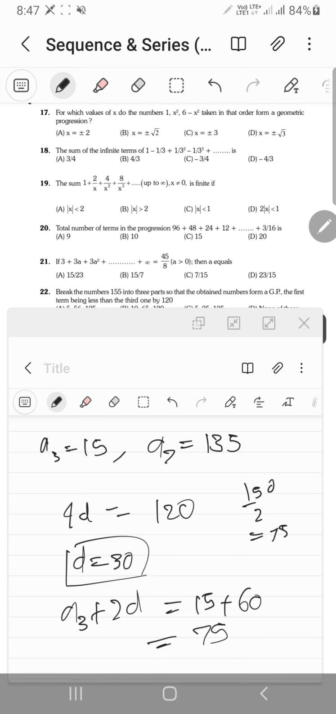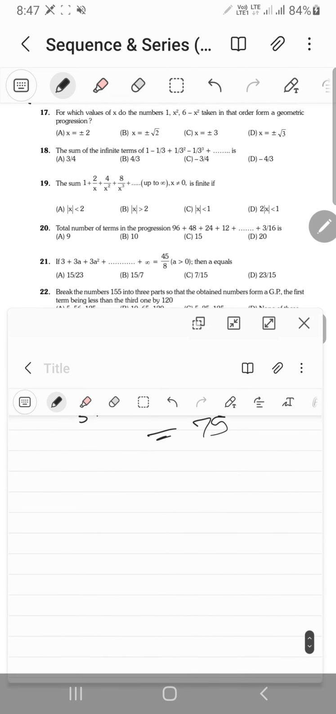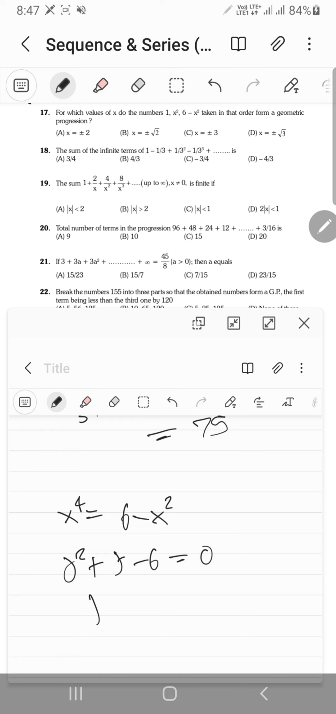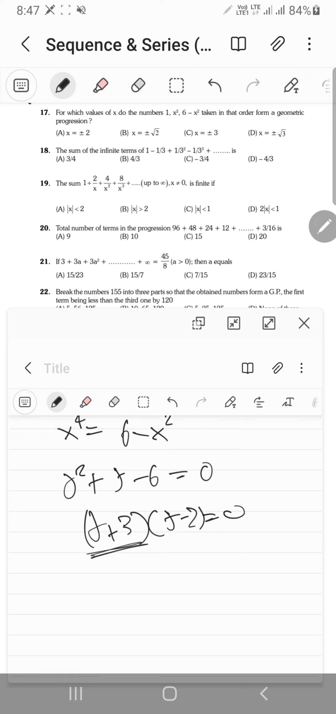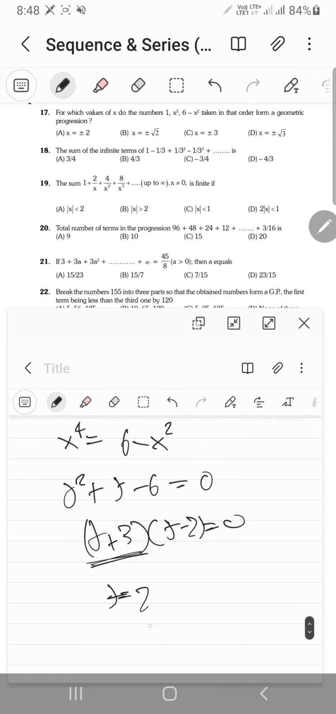Next, for which value of x do the numbers taken in that order form a geometric progression. So x power 4 equal to 6 minus x squared. Let x squared be equal to t, so t squared plus t minus 6 equal to 0, so t plus 3 into t minus 2. So t is a positive number, so this cannot be negative, so t should be equal to 2, and that means x squared equal to 2, so x is plus minus square root 2.